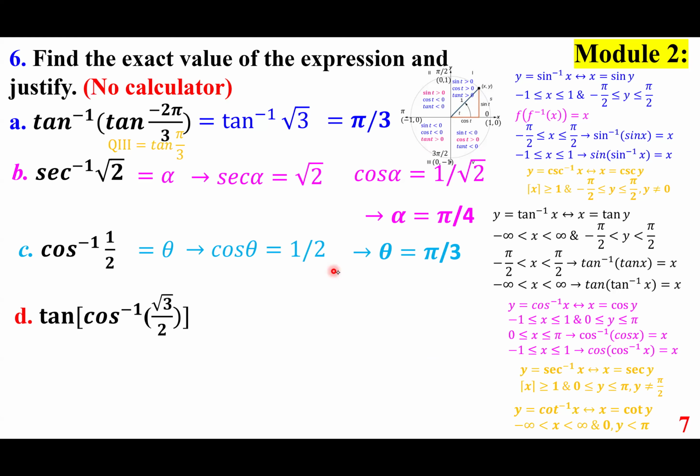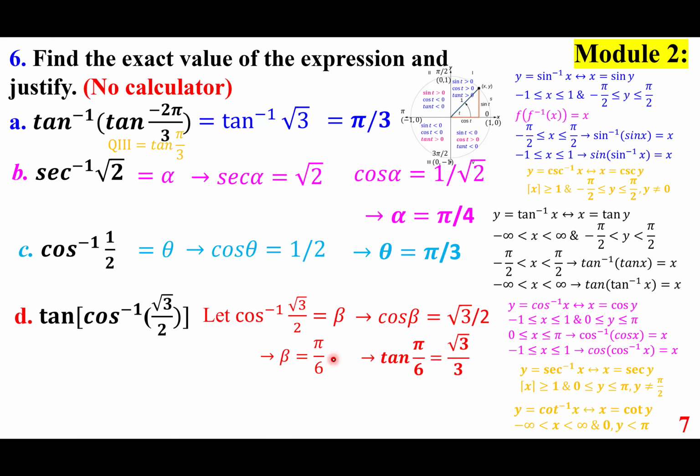What about tan of cosine inverse of square root of 3 over 2? Cosine inverse of square root of 3 over 2 is missing. Let's give it a name, beta, anything. By definition, cosine beta is square root of 3 over 2. That's a common arc, and beta becomes pi over 6. So we are looking at tan of pi over 6, and we know it to be square root of 3 over 3.